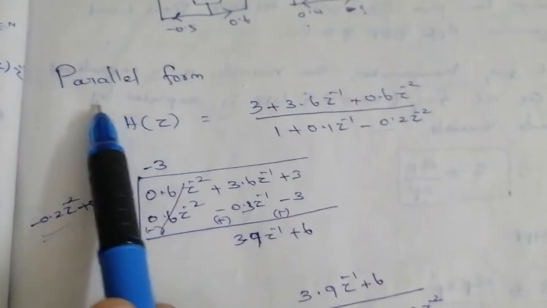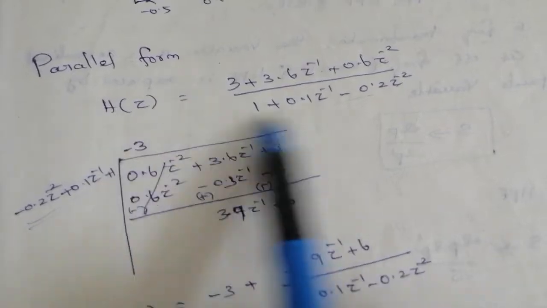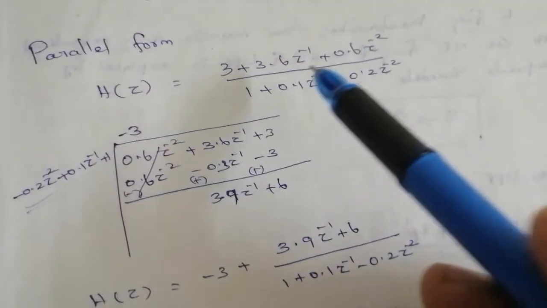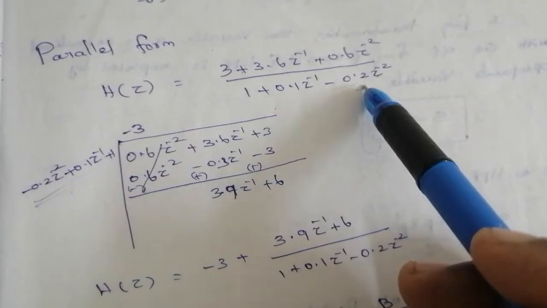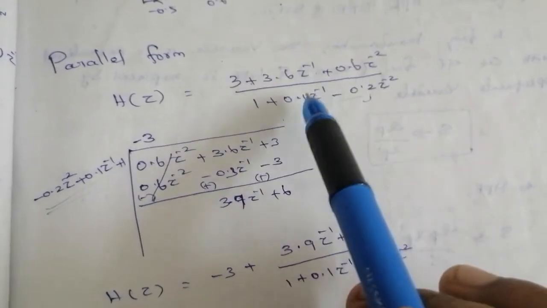And the last one is the parallel form structure. So we have to take that H of z equation. Now apply the long division method. This term is directly divided by this term.